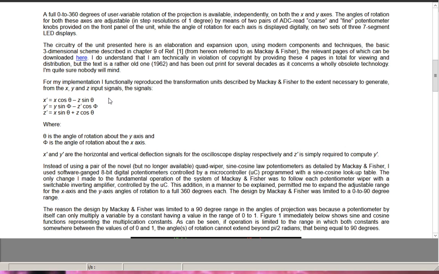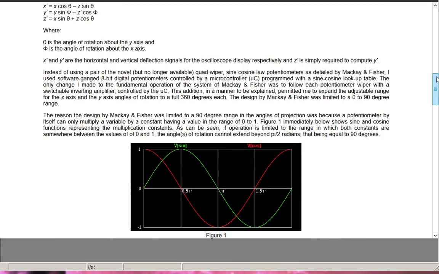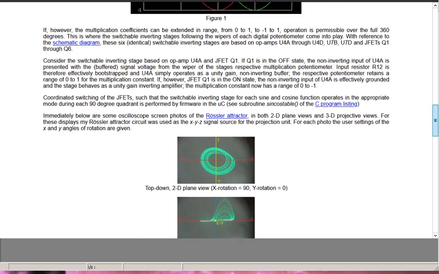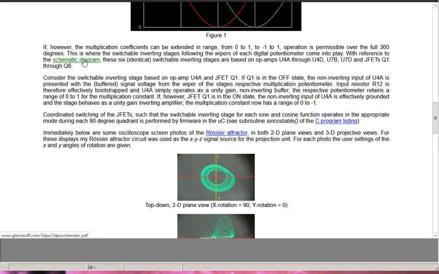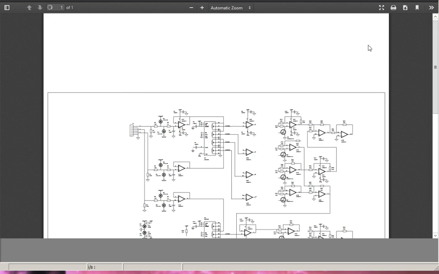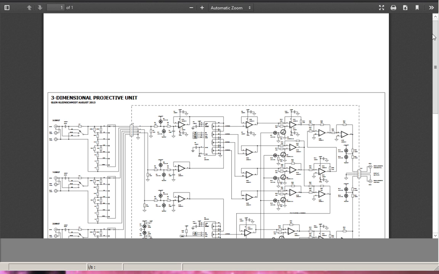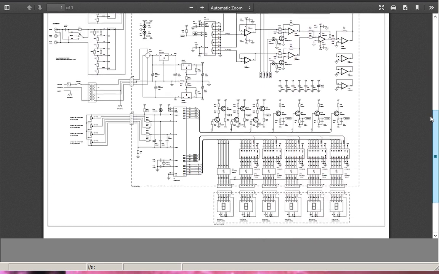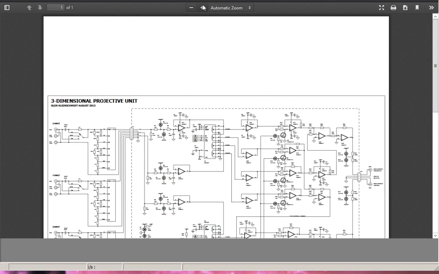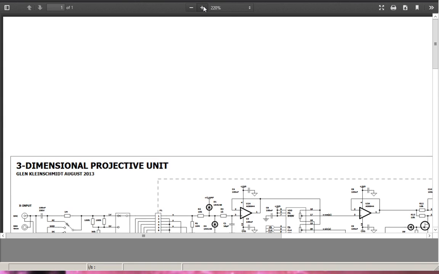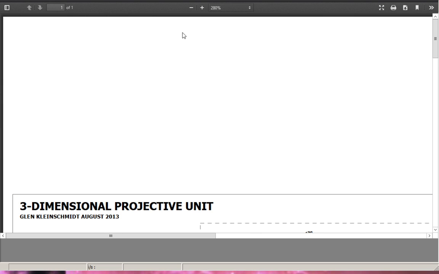See, here's your polar graphing. Your polar coordinates is on the right, and your X, Y, and Z are on the left. Three-dimensional projective unit. Damn. (2013).